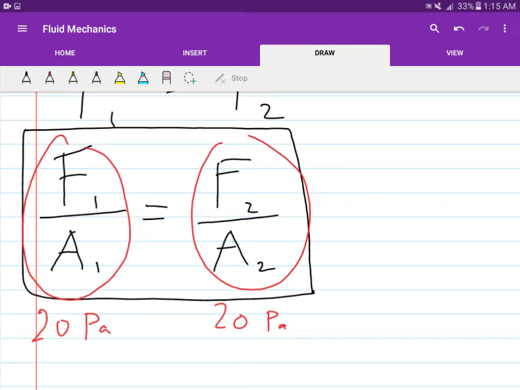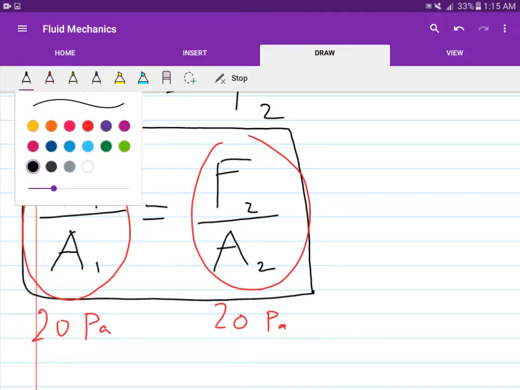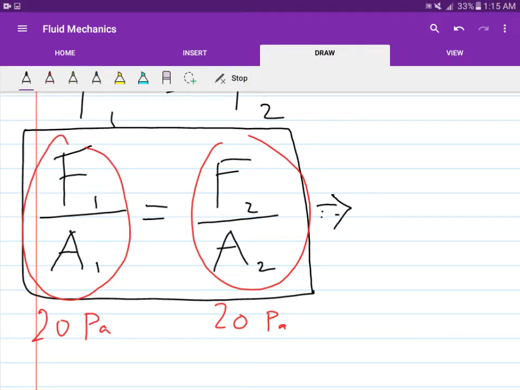So we know that your force is very small. So for example, in order to achieve 20 pascals, you only have, for example, 40 newtons. So you will be applying it on an area of 2 meters square.